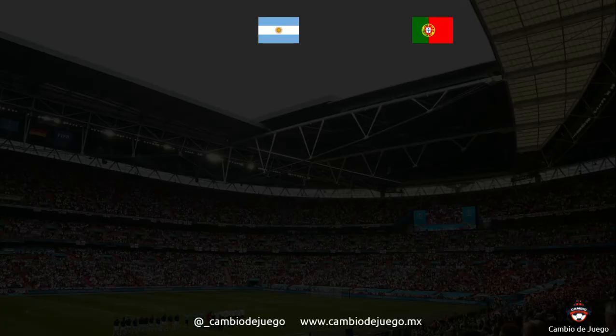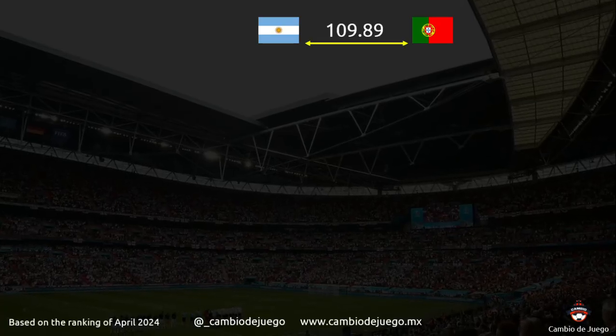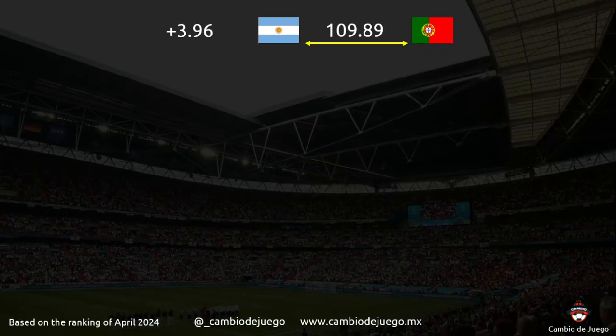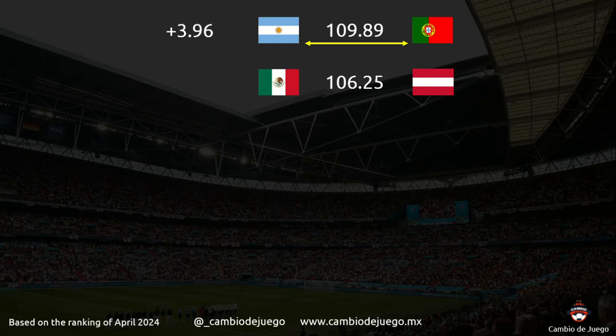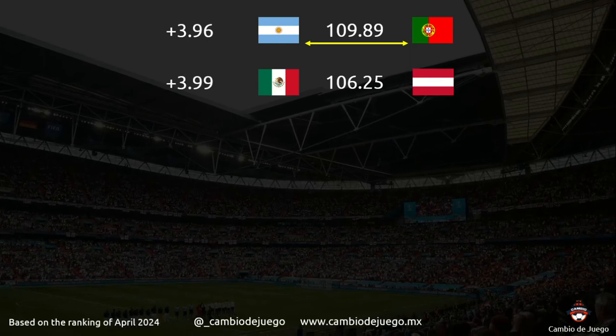Finally, here's another interesting aspect of this formula that will certainly cause controversy. The difference in points between Argentina and Portugal is 110. If they play a friendly and La Albiceleste win, they will get 4 points. Now here comes the interesting part. The difference between Mexico and Austria is pretty much the same, meaning that if they also play a friendly and Mexico win, they will get the same points.